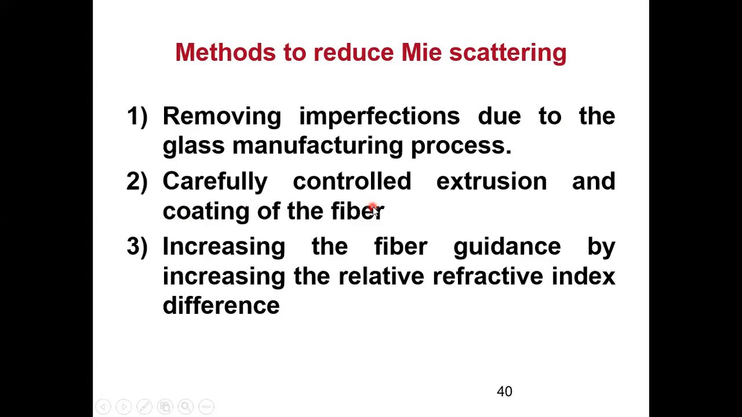देखो core-cladding interface में irregularities हैं. So the moment I draw the fiber from the fiber drawing tower, we first apply an elastic coating. So वो अच्छे से लगाना है. Otherwise, if some contaminants are added during the very first coating of the fiber, then again there will be scattering. Another method is increasing the fiber guidance by increasing the relative refractive index difference. Okay, so the refractive index of the core was changing.